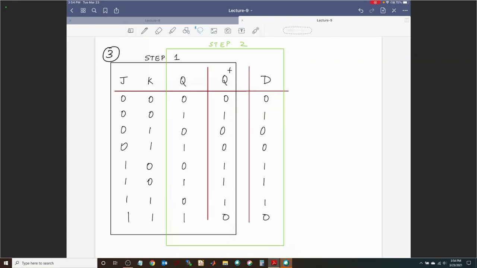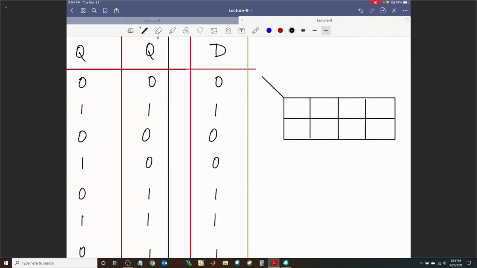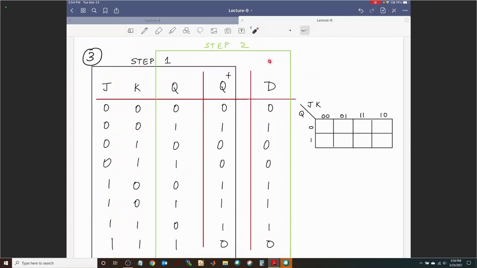Now, with this, we can derive a relationship between D, J, K, and Q. That is going to require us to make a K map. Let's draw a K map here. The inputs to the K map are J, K, and Q. The outputs of the K map are the equation for D. J, K, and Q: 0, 0, 0, 1, 1, 1, 1, 0. This is 0, this is 1. And you're writing it for your D. You're trying to find the simplest SOP for D.